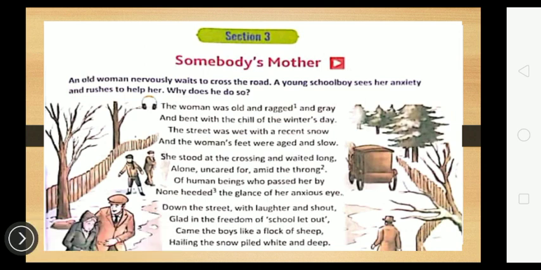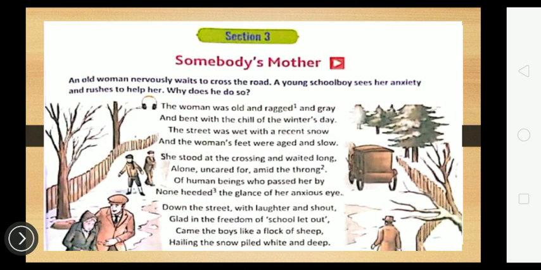The woman was old and ragged and grey and bent with chill of winter's day. The street was wet with a recent snow, and the woman's feet were aged and slow. She stood at the crossing and waited long, alone, uncared for, amid the throng of human beings who passed her by. None needed the glance of her anxious eye. Down the street with laughter and shout, glad in the freedom of school let out, come the boys like a flock of sheep, hailing the snow piled white and deep.